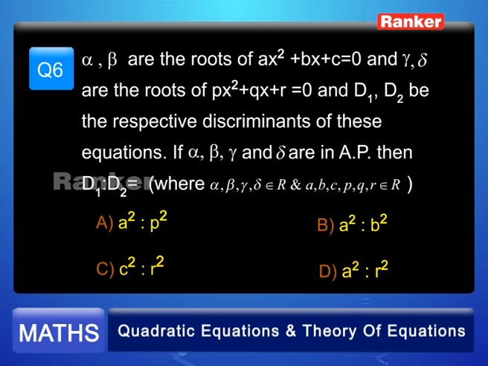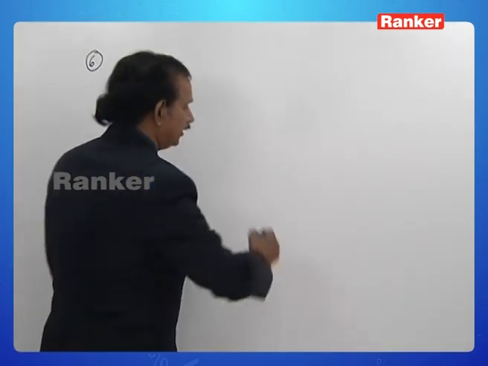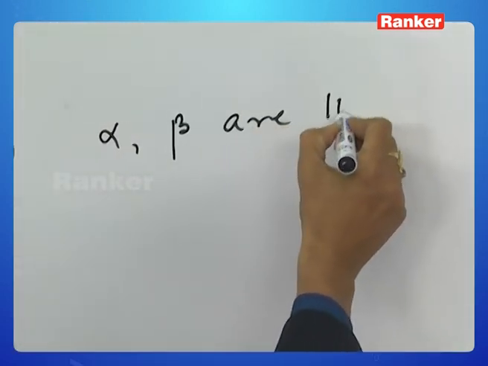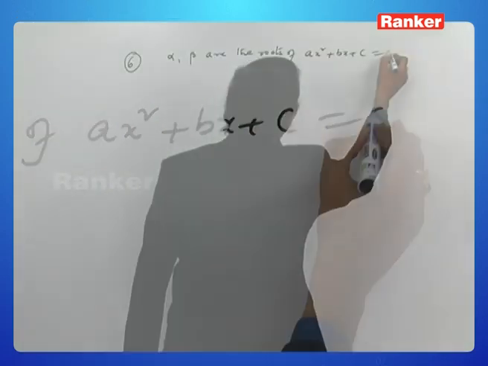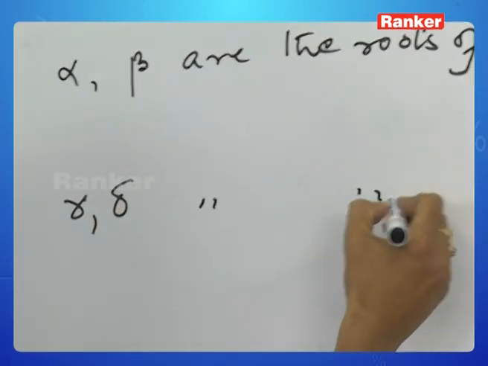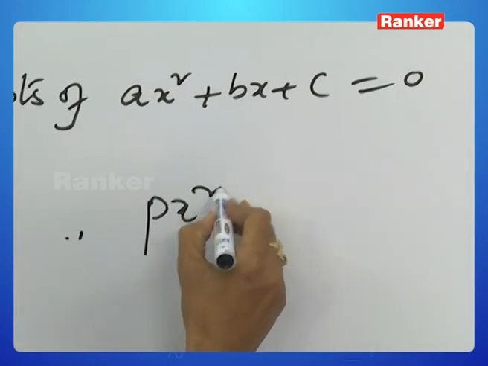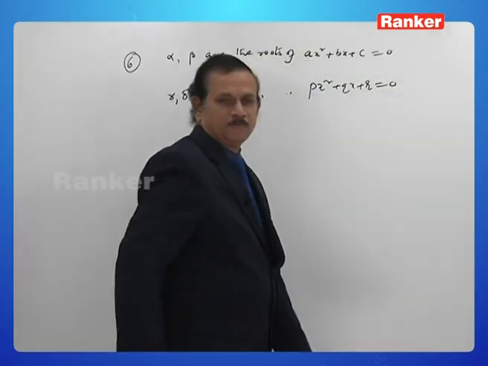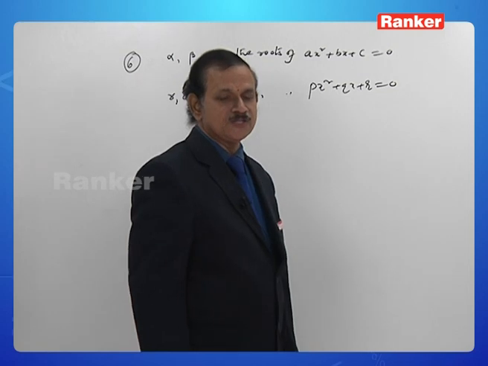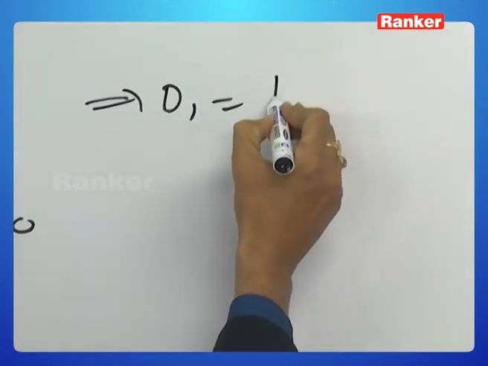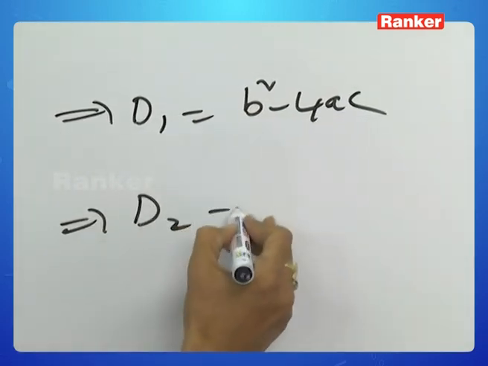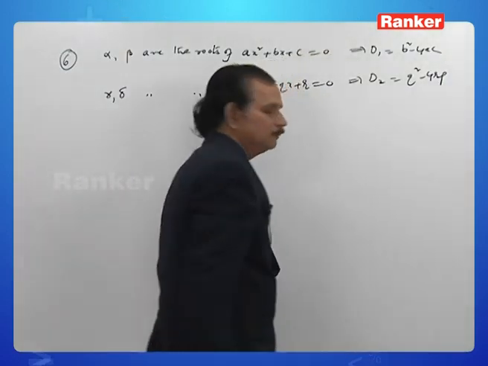Of course, another additional information has been given in brackets. Alpha, beta, gamma, delta, A, B, C, P, Q are all real numbers. Let us make use of them. The first thing from data is alpha, beta are the roots of ax square plus bx plus c is equal to 0. And gamma delta are the roots of px square plus qx plus r is equal to 0. And D1 and D2 be the respective discriminants of these equations. Of course, from this you can write directly D1 is equal to b square minus 4ac, and from this D2 is equal to q square minus 4rp, rather 4pr. Let them be like that.